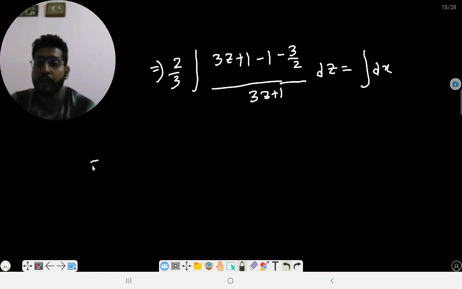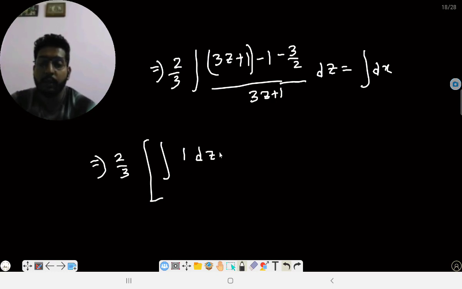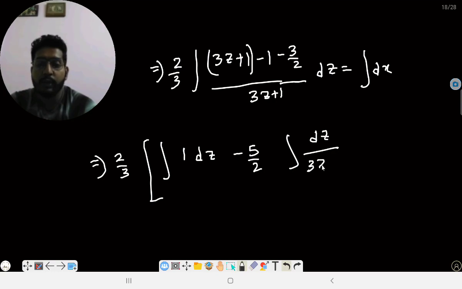Okay, so that is coming here 2 by 3 integration of, now if I separate this, 3z plus 1 by 3z plus 1 will become 1. Okay, 1 dz, and that will be minus 5 by 2 integration of dz by 3z plus 1 and integration of dx. Now it is very easy integration.